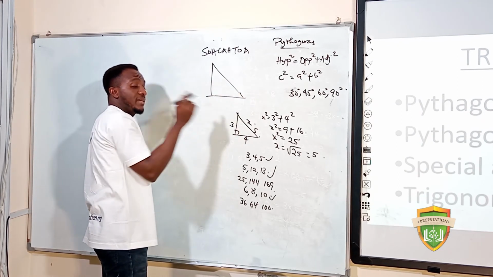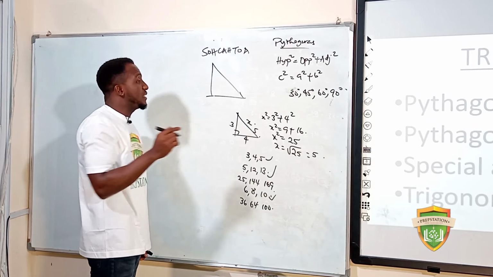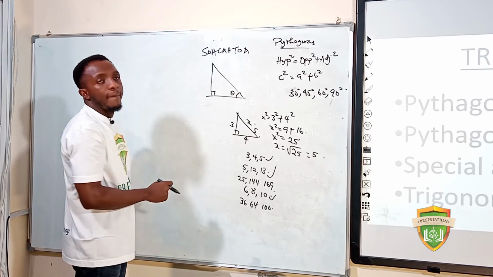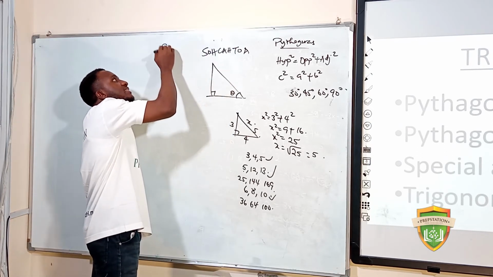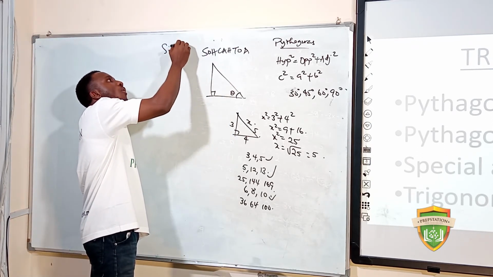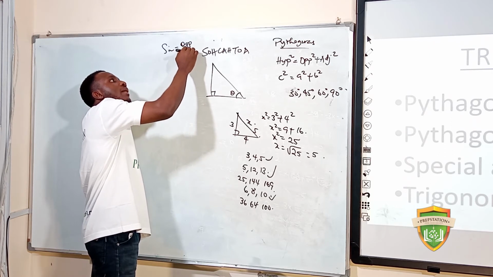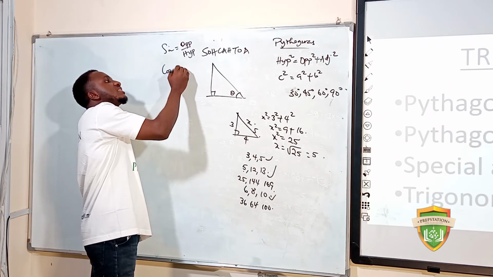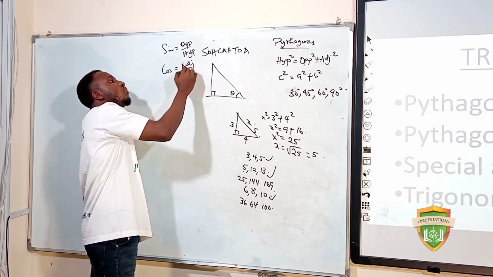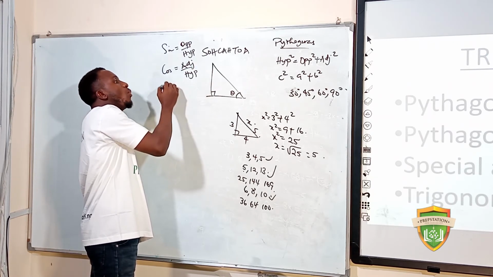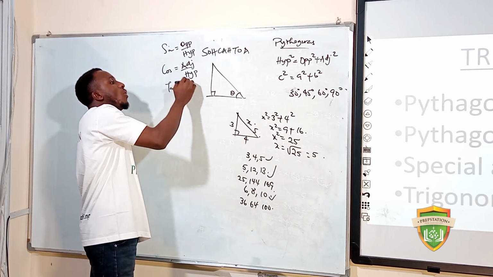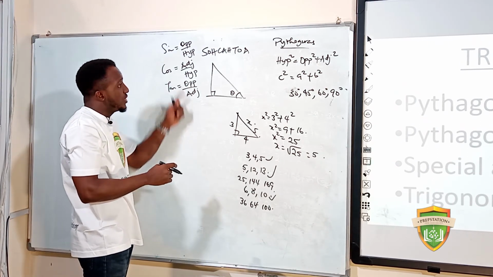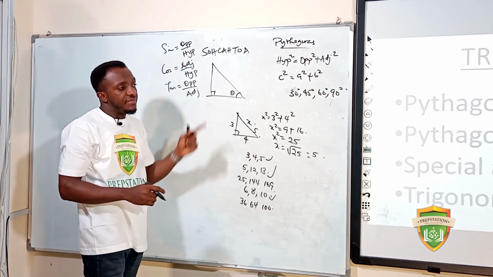If you have, it has to be a right angle triangle. Please take note of that. A right angle triangle, and then this is the angle. What SOHCAHTOA simply means is that sine stands for opposite over hypotenuse. Cosine stands for adjacent over hypotenuse, while tangent stands for opposite over adjacent. So this is SOHCAHTOA.